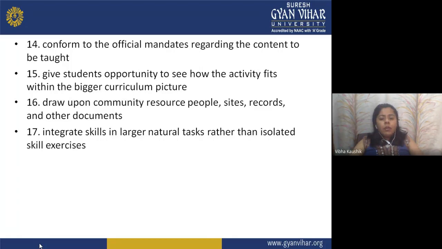Draw upon community resources, people, sites, records, and other documents. Now, you can draw upon community resources that are available to give your instructions to the students. Integrate skills in larger natural tasks rather than isolated skill exercises. You have to plan your activities in such a way that skills are integrated in natural tasks. The learner's skills will be developed in natural tasks rather than isolated skill exercises. As a teacher, we should focus on developing the learner's skills in the natural tasks given by the teacher during the teaching learning process.